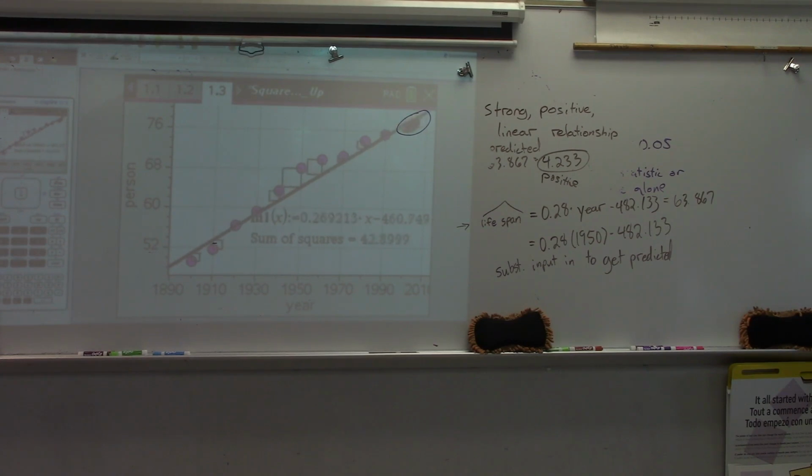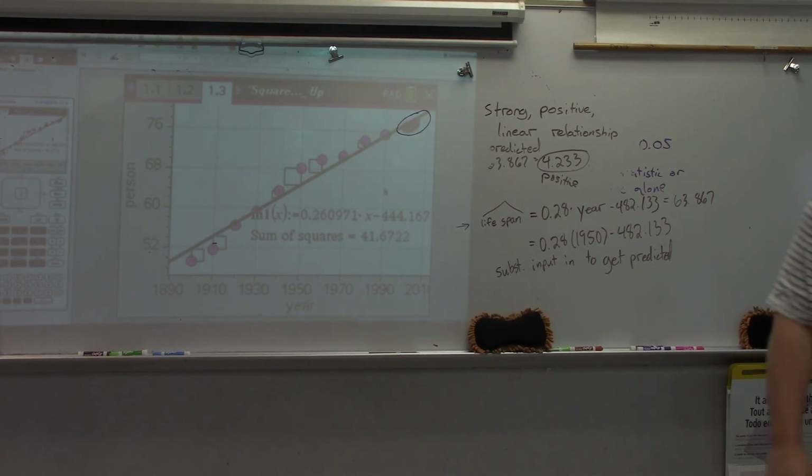Let's see if I can do it a little bit better. There's 43. I got 41.3, 41.1. Go towards the top of the line. I got 41.7. I hate this calculator.